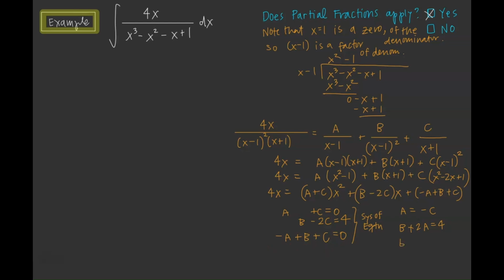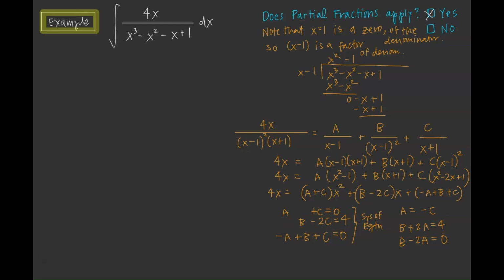So b minus 2a equals 0. Okay, so again, this just came from this equation here where I replaced the c with a negative a, and then it became b minus 2a.